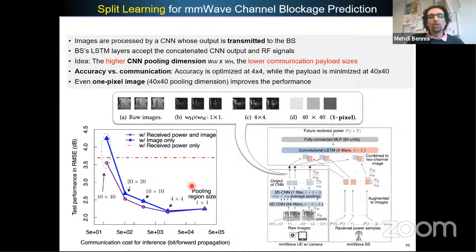But what's interesting to see, for those who are a bit sensitive when they hear camera, because of privacy issues, is that we played a little bit with the filter dimensions. You see here the camera, this is the raw images. If you play with the filter, you can actually go all the way to 1 pixel, which is exemplified here by 40 by 40. And interestingly, even with 1 pixel of information, if you combine this with the received power, you can actually outperform even the received-power-only prediction. Of course, if you have more images and improve the resolution, you could outperform it significantly.